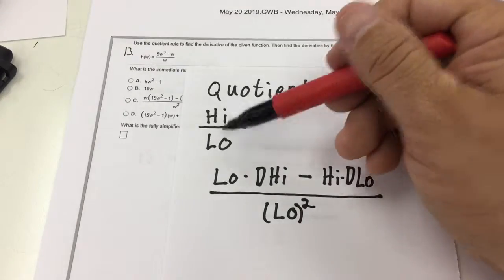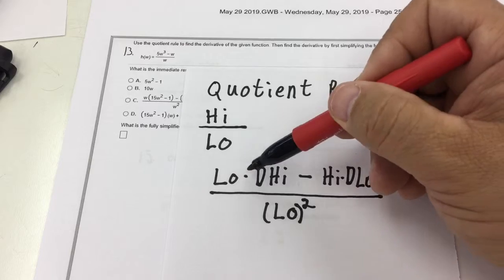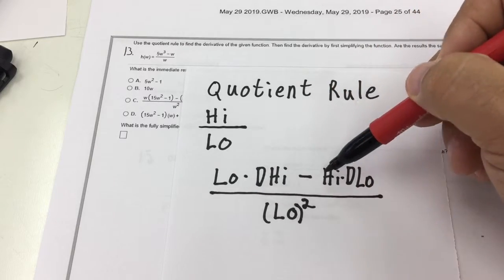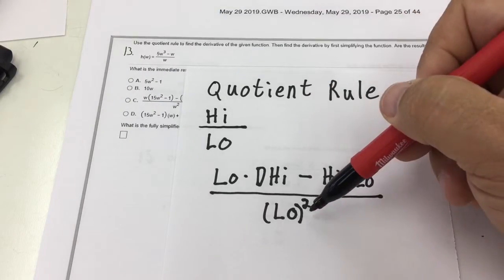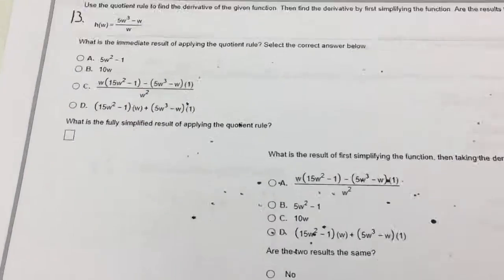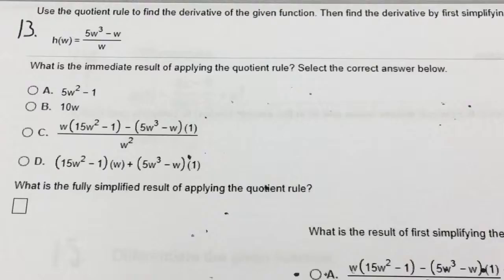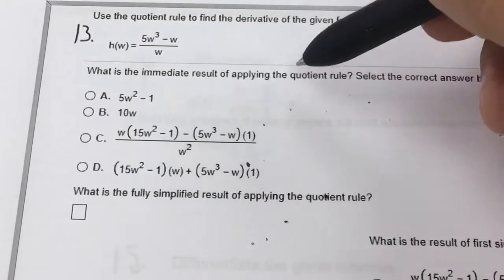If I have a fraction of a high value and a low value, you're going to do low d high: low times the derivative of the high value, minus high d low, the high value times the derivative of the low value. Draw a line and then square whatever the low is. Some people try to use that to go right to the answer as rapidly as possible. So what is the immediate result applying the quotient rule?